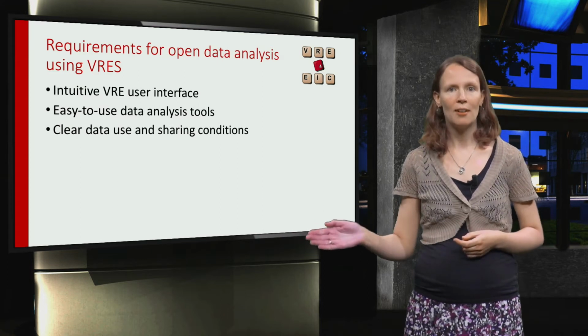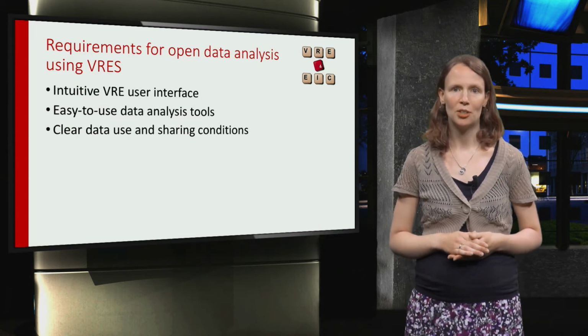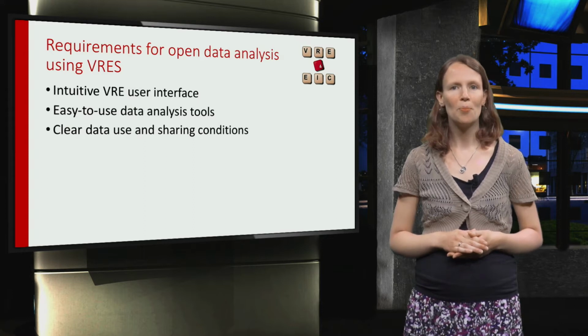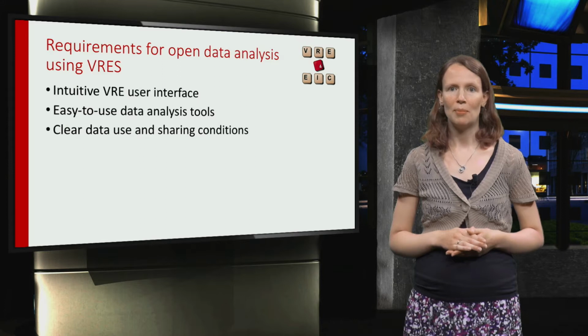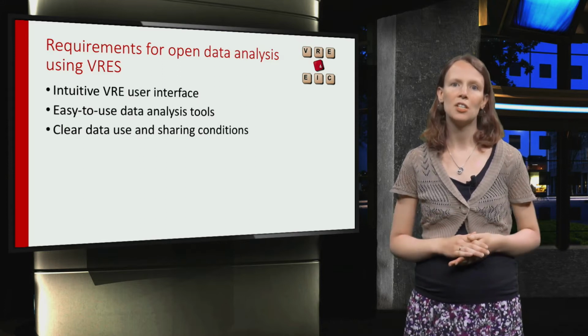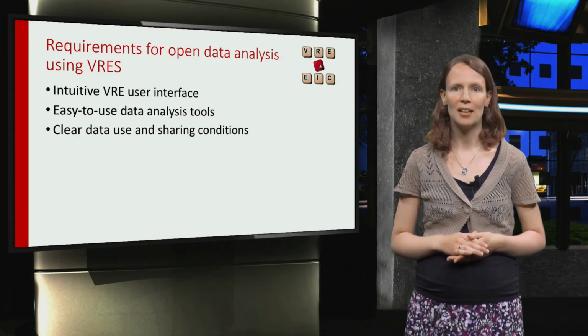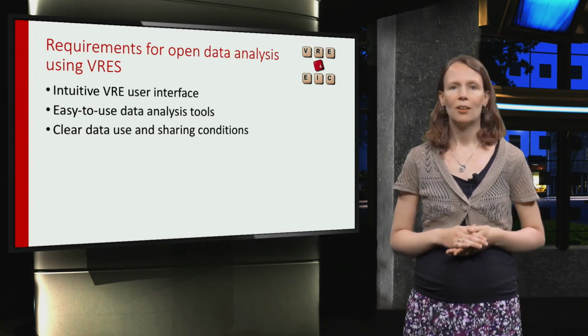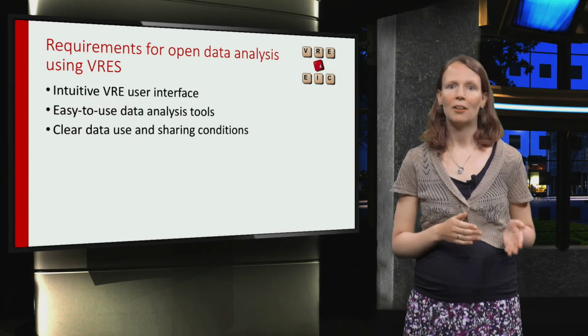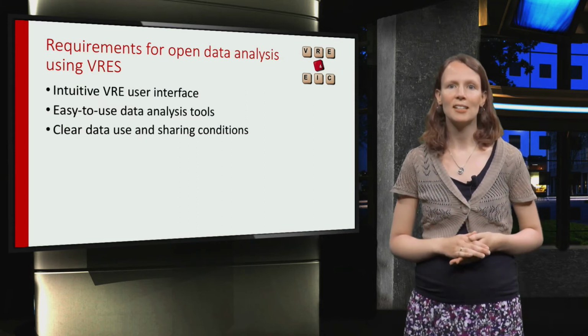Moreover, VREs should have clear data use and sharing conditions. To support the use of open data through VREs, it should be clear to VRE users, that means researchers, under which conditions they are legally allowed to use the data, with different levels of sensitivity. They also need to know with whom and under which conditions they can share the data sets that they have processed and combined.